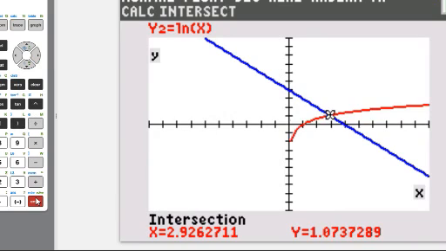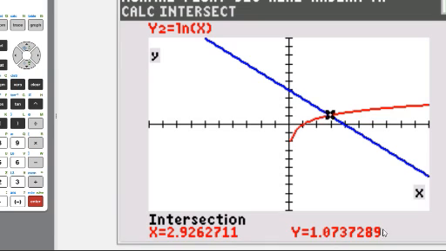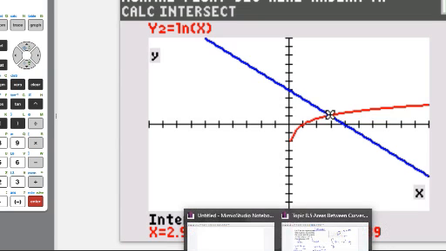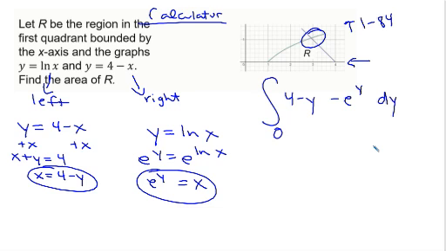Enter, enter, enter. This number is the one I need. I need the y coordinate, not the x coordinate. All right, so I need the y coordinate of that point of intersection. That's very important. So my top limit of integration is this 1.073, and then I can again use Math 9 on the TI-84 to get my answer here. Should be 1.79. All right, if you check that out.